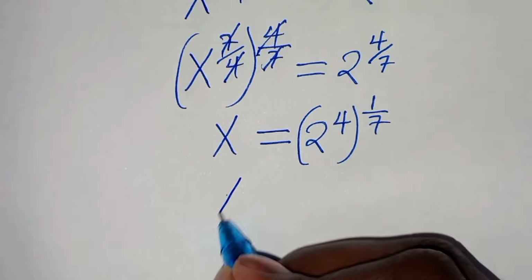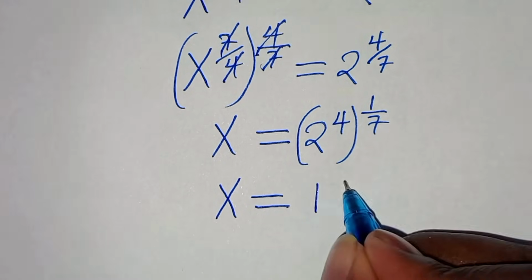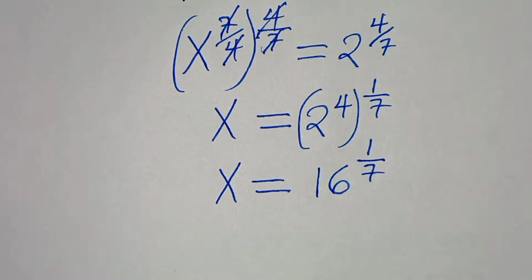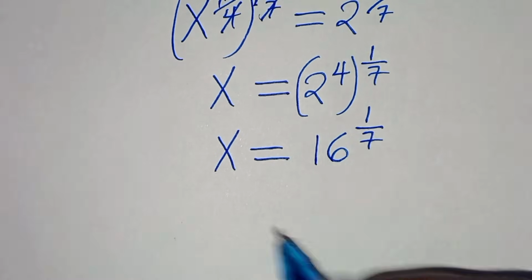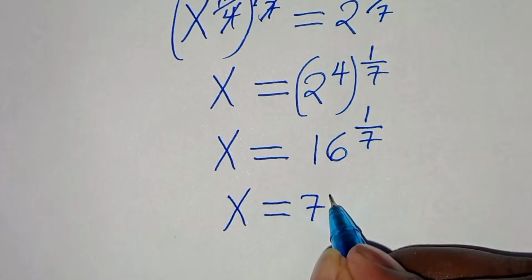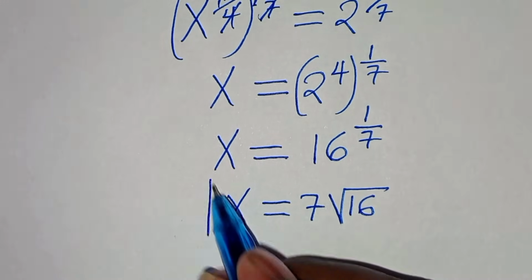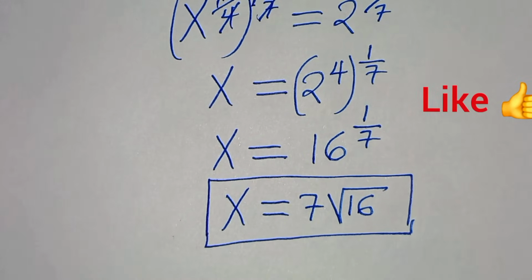So we have x is equal to 2 to the power of 4, this is 16, raised to the power of 1 over 7. And this implies that x is 16 raised to the power of 1 over 7, or we can express x as the 7th root of 16. So you find that both method 1 and method 2 give the same value of x.